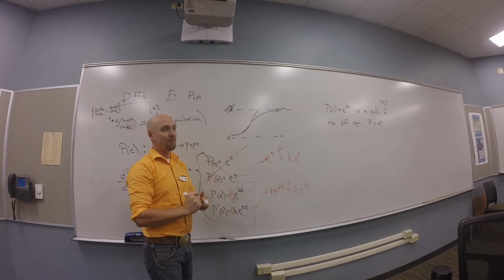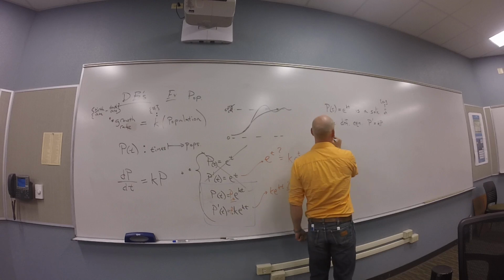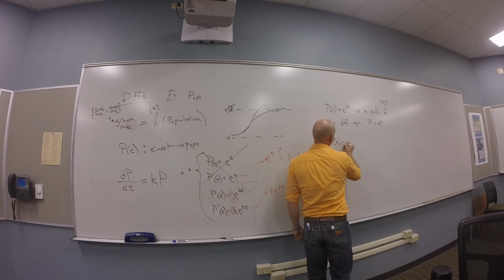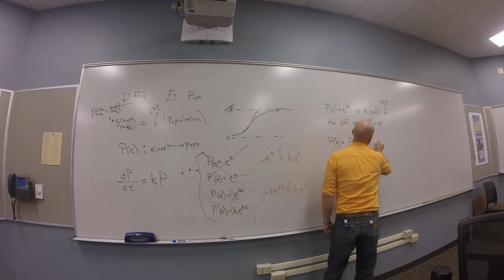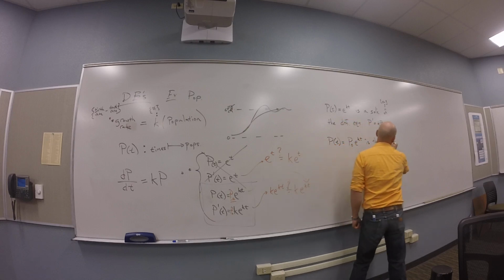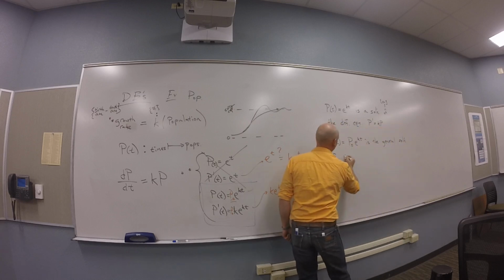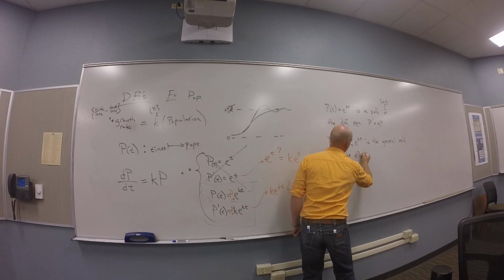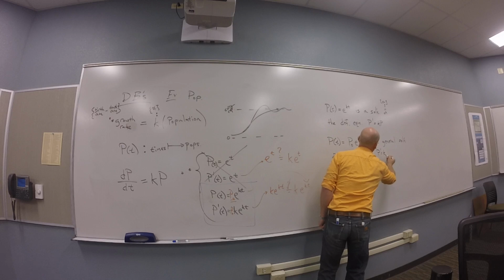And if I wanted to do a better job, I could say P of t is P0 e to the kt is the general solution of the differential equation P prime is kP.